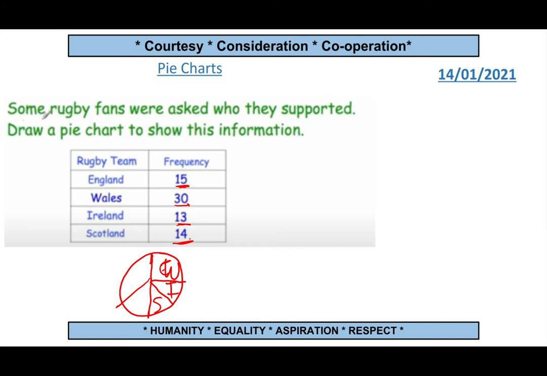So what we need to do is work out what each of these angles are. Okay, so I need to draw a new column for the table, label it angle. Now you all know angles in a circle or around a point add up to 360. So this column has to add up to 360. The first thing we do is find the total of the frequency.